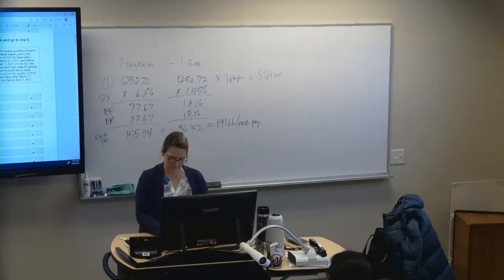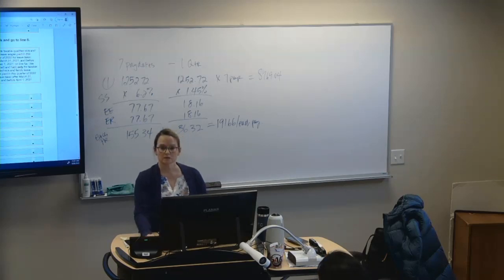That's $1,087.36. And then for Medicare, 8769.04 times 0.029, 254.30. You would add those up, 1087.36 plus 254.30, for a total of 1341.66.